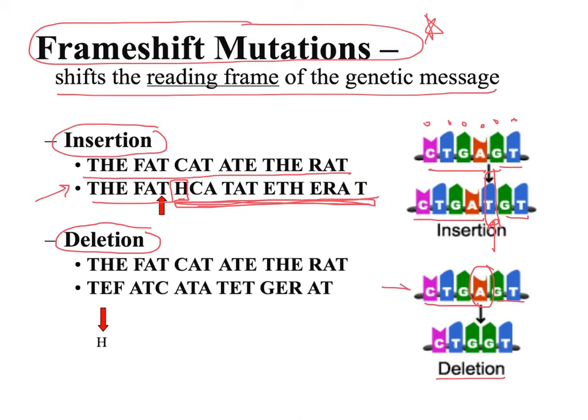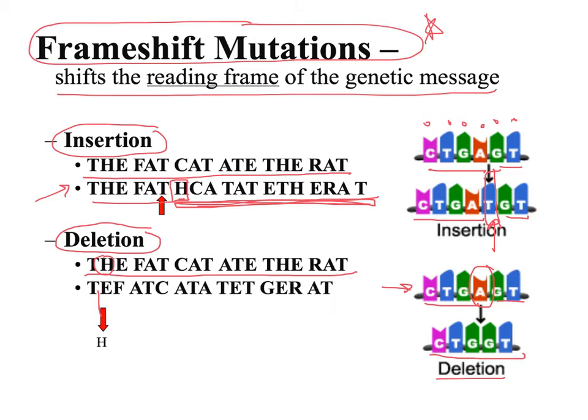Okay, so here's our initial nucleotide sequence. We delete that adenine, and it shifts our reading frame to the left. So once again, our original sentence is the fat cat ate the rat. With that deletion, we had the deletion happen right here, removing that H. And now what we have is tef atka ada tet gerat.